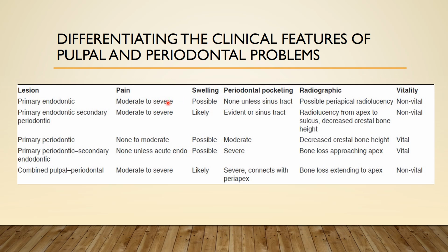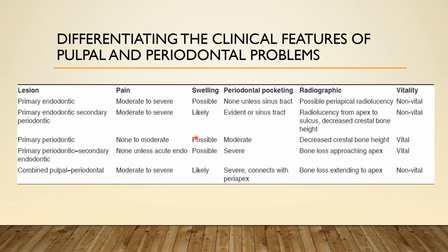The first one is primary endodontic. The pain will be moderate to severe, and in primary endo, secondary perio, there will also be moderate to severe pain. And with primary perio involvement, the pain will always be moderate, though compared to endodontic it will be less. In combined pulpal and periodontal lesions, it is also moderate to severe.